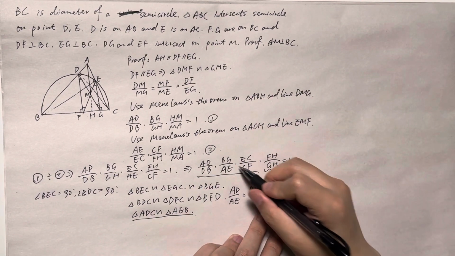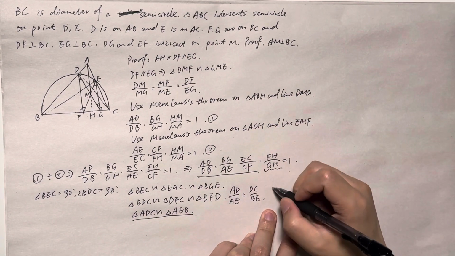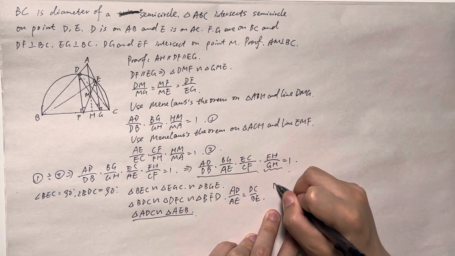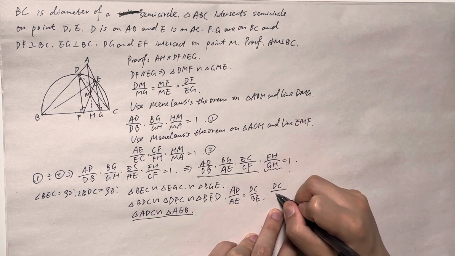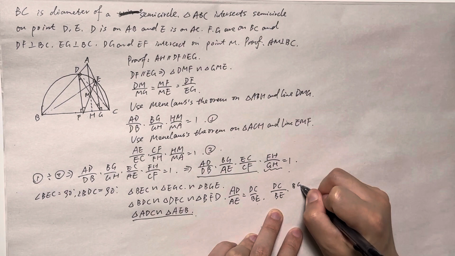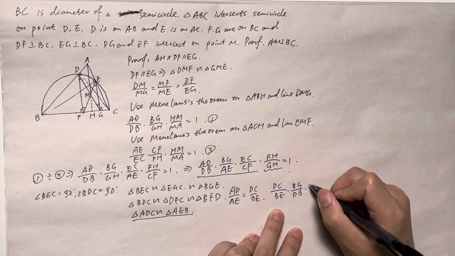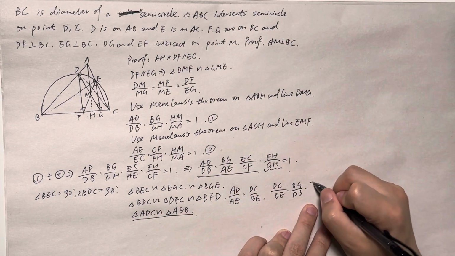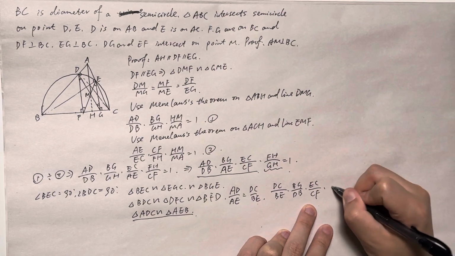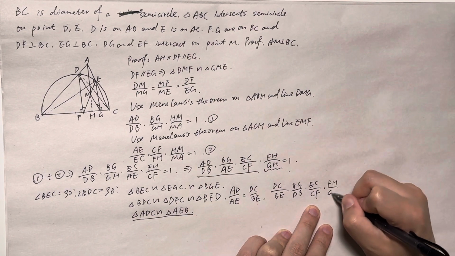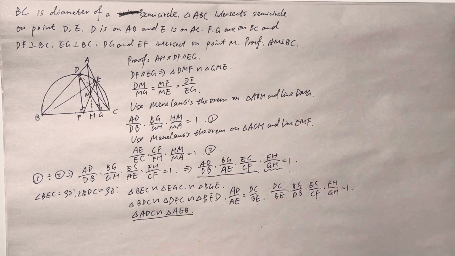So we can rewrite this equation, which becomes DC divided by BE times BG divided by DB times EC divided by CF times FH divided by GH equals 1.